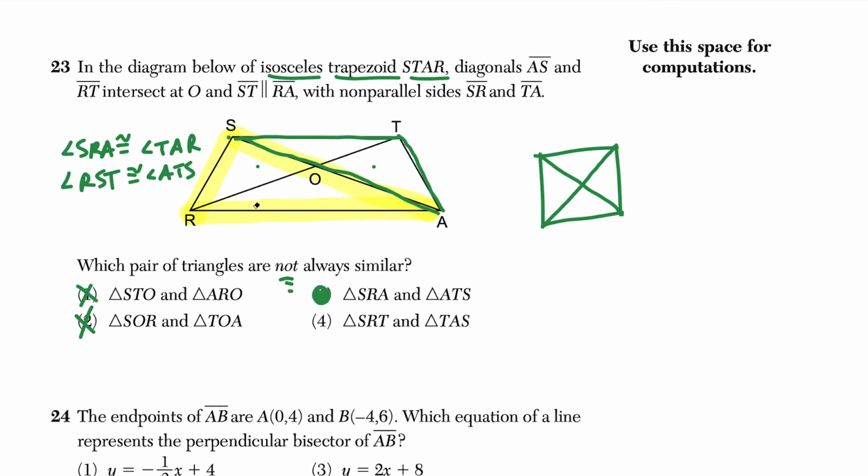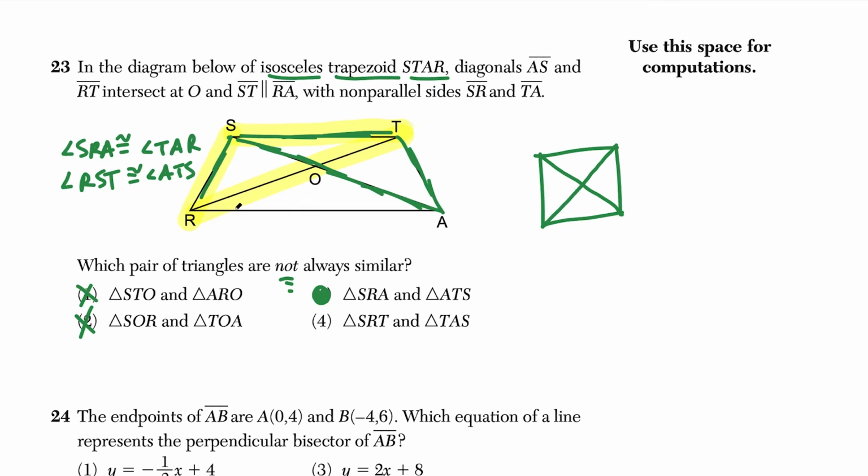But now let's see why choice 4 does in fact work out. Why are those two triangles always similar? So we have SRT, so that's this triangle here. Let me draw that a little neater, and I'll do it in highlighter. So why are this triangle and TAS always similar? You could see that not only are these triangles always similar, but they're also always congruent, because they share side ST.